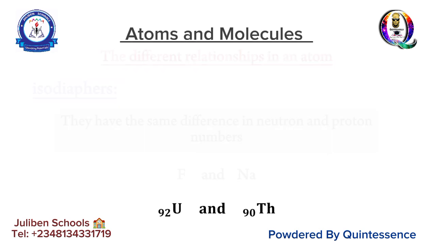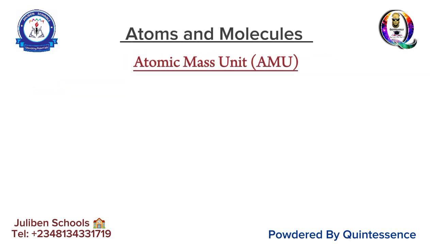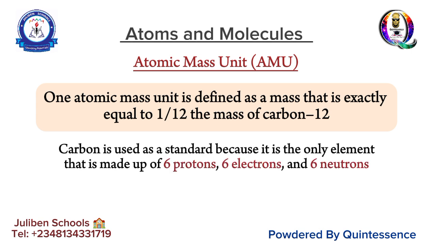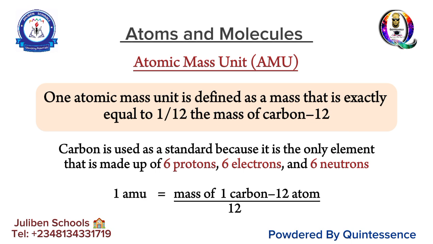The next thing is the atomic mass unit, AMU. One atomic mass unit is defined as a mass that is exactly equal to 1/12 the mass of carbon-12. Now, carbon is used as a standard because carbon-12 is known to have an equal number of protons, neutrons, and electrons: 6 protons, 6 electrons, and 6 neutrons. That is why it is used as a standard. So 1 AMU is simply the mass of one carbon-12 atom divided by 12. That gives you one atomic mass unit, okay?